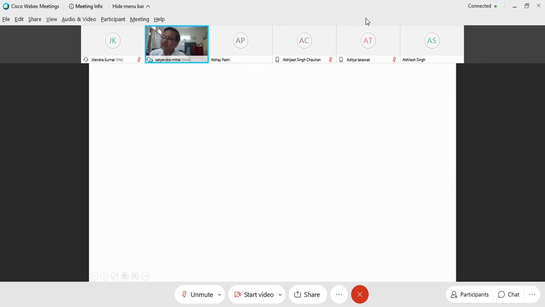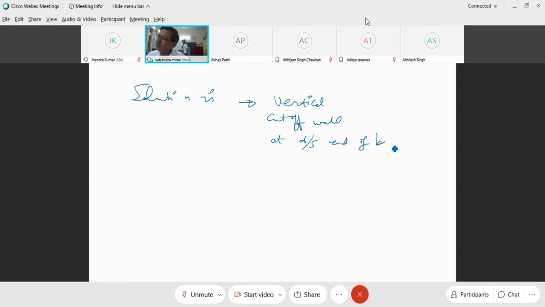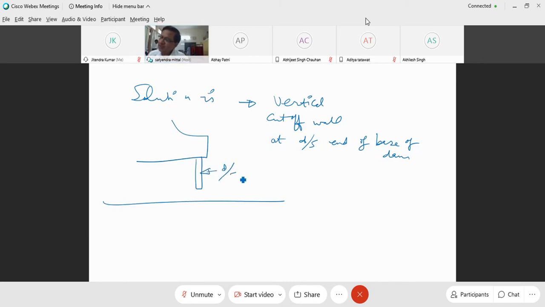So what is the solution for this? Solution is a vertical cutoff wall at the downstream end of the base of the dam. Like I had told you, we can provide this downstream cutoff wall. This is the solution.